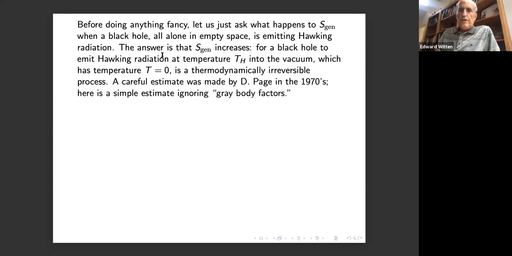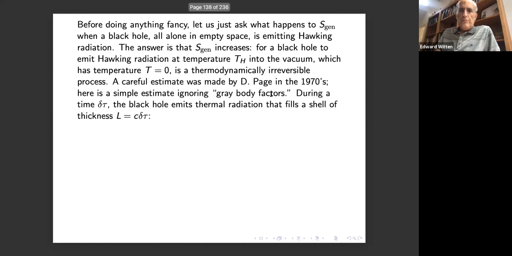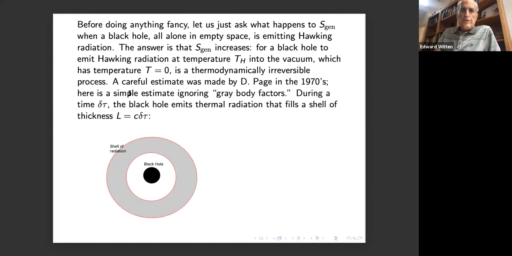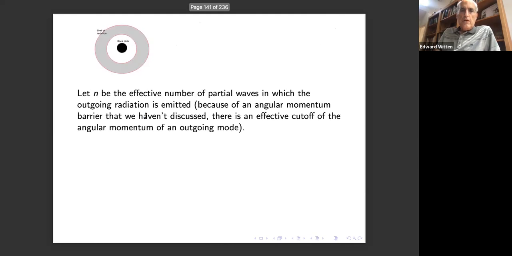This was estimated carefully by Don Page in the 70s, but I'll make a simple estimate. During a time delta tau, the black hole emits thermal radiation that fills a shell of thickness L, which is c delta tau. So this gray shell is meant to be the radiation emitted in a time delta tau. So let N be the effective number of partial waves in which the outgoing radiation is emitted. N is finite because there's an effective angular momentum barrier that I didn't discuss, which puts an effective cutoff on the angular momentum of an outgoing mode.